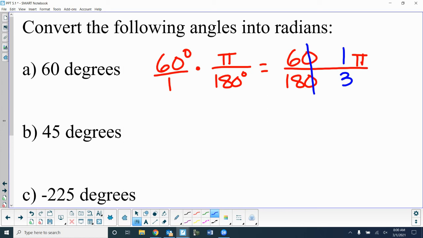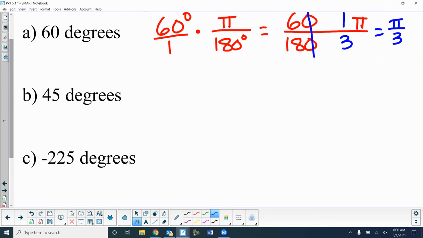A lot of times you'll see it like this. Pi over 3. They won't put the 1. You know, a lot of times we don't use the 1 as an exponent or as a coefficient. Okay? So for the second one, I just do this. And then I reduce that. Okay?